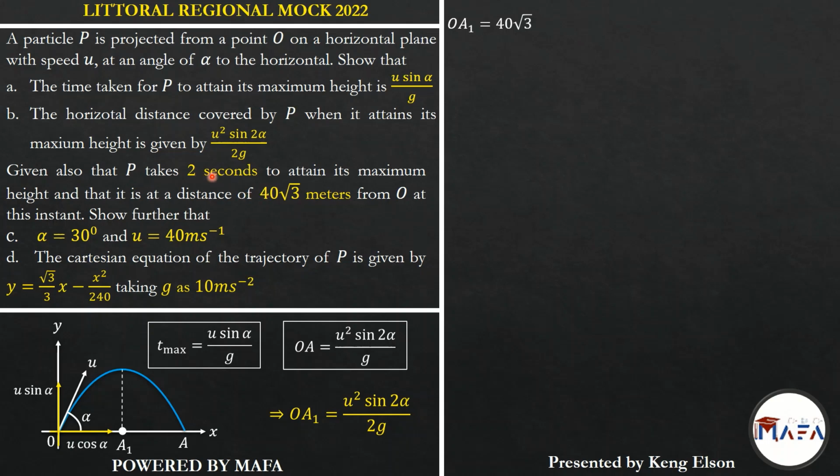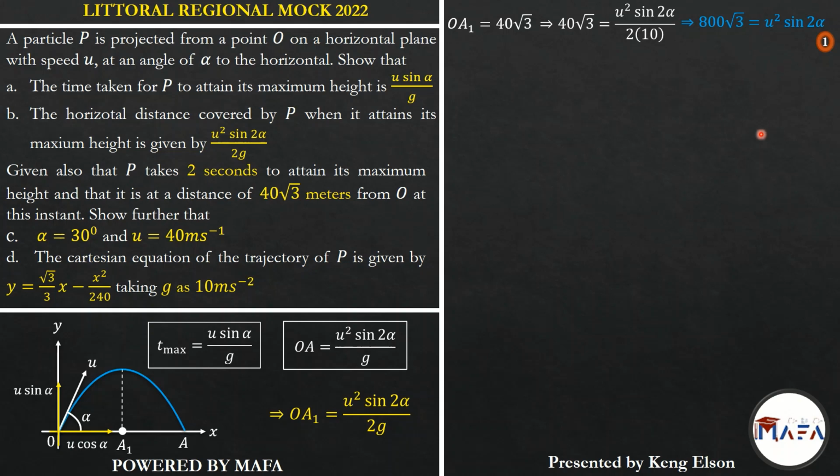So after 2 seconds it attains its maximum height, and it is at a distance of 40 root 3 from the origin, meaning that's the horizontal distance. So OA1 is actually 40 root 3, but what is OA1? It is u squared sine 2 alpha on 2g, where we have been given g as 10 meters per second squared. So we can cross multiply and we get the first equation as 800 root 3 to be u squared sine 2 alpha.